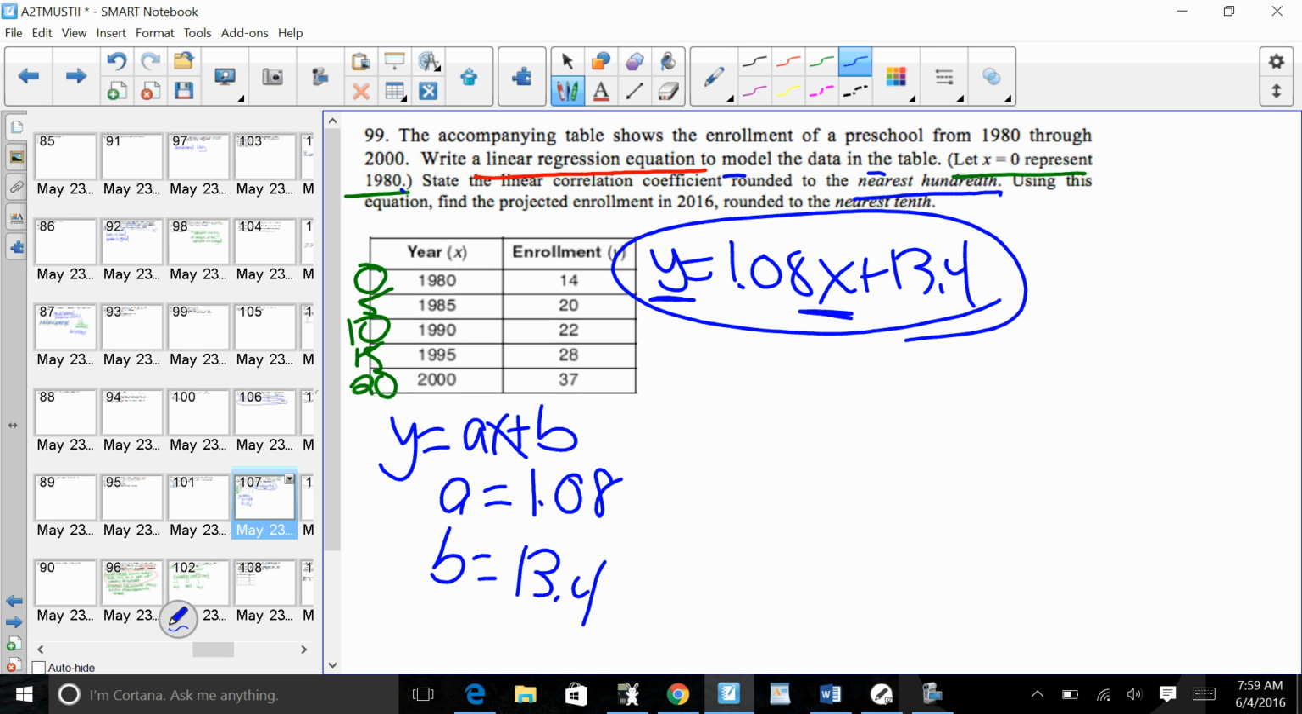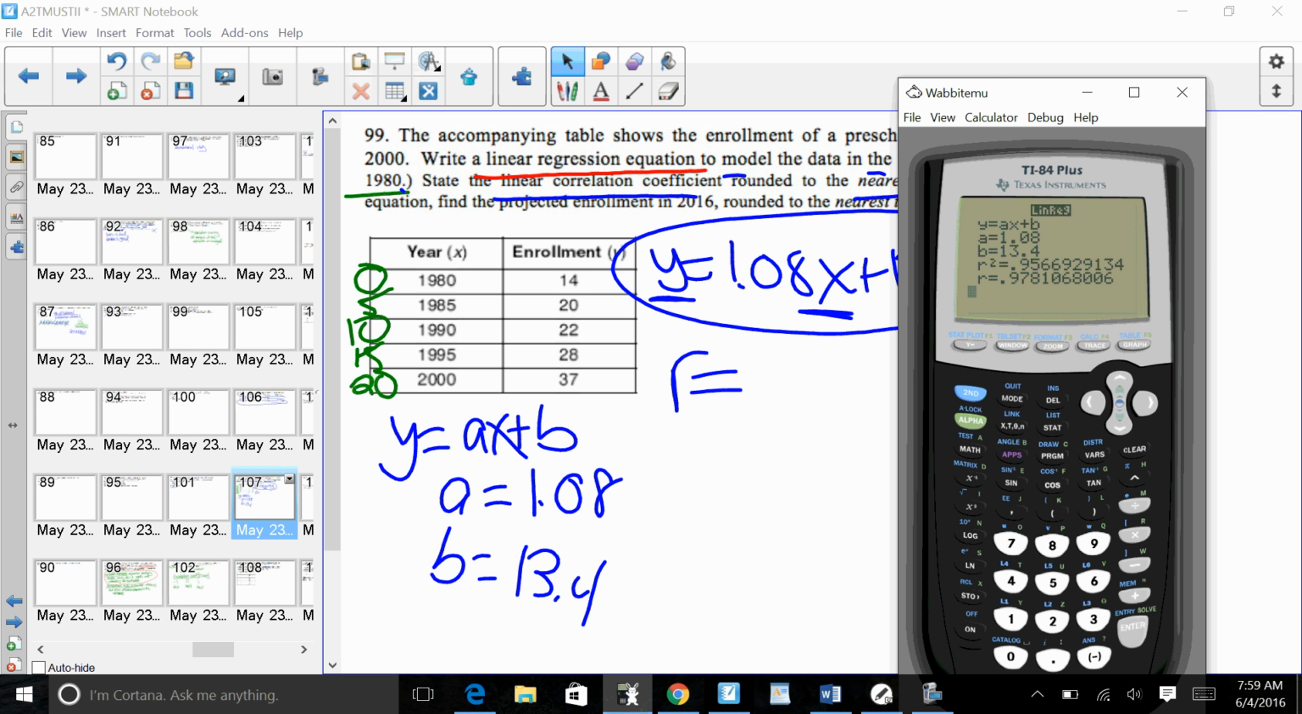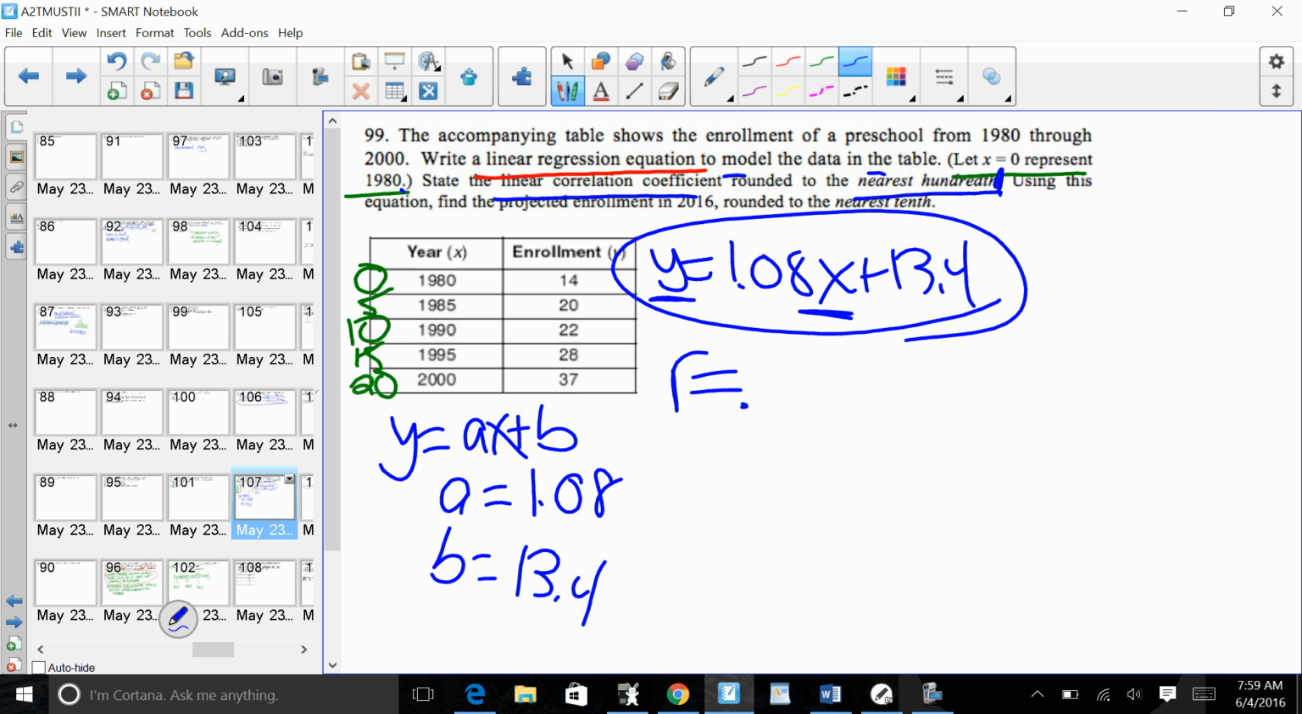Next question, state the linear correlation coefficient rounded to the nearest hundredth. Well, the linear correlation coefficient is R. To the nearest hundredth, well, let's go to my calculator. It's 0.9781. Because it wants me to round to the nearest hundredth, I draw a line after my second decimal place. The next digit is 5 or higher, it's 8, so it becomes 0.98.